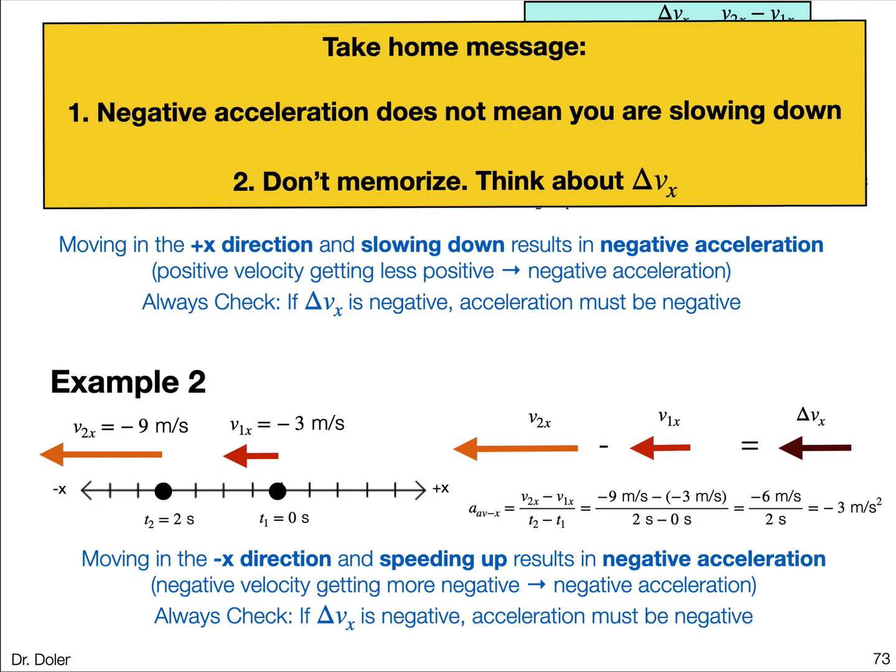Okay, so the take-home message here is negative acceleration does not mean you are slowing down. And a second take-home message is don't memorize this, always just think about delta v. If you can figure out what delta v is, you can figure out if acceleration is positive or negative. Final velocity minus initial velocity. If I'm moving faster or slower, and in what direction at the final time.